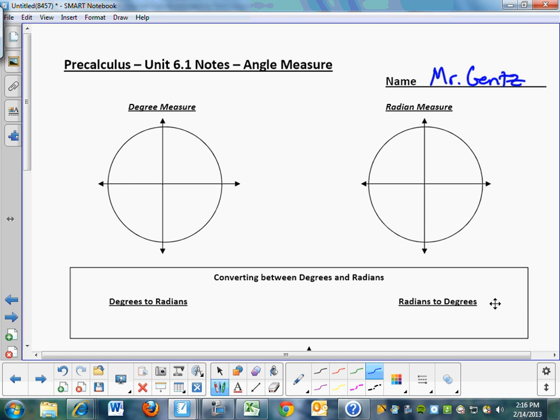Degree measure. How many degrees in a circle? 360. We have 0, we have 90, 180, 270. I know you already know this. We're just reviewing it. So, on the coordinate plane, we count the x-axis to the right as 0 or 360.